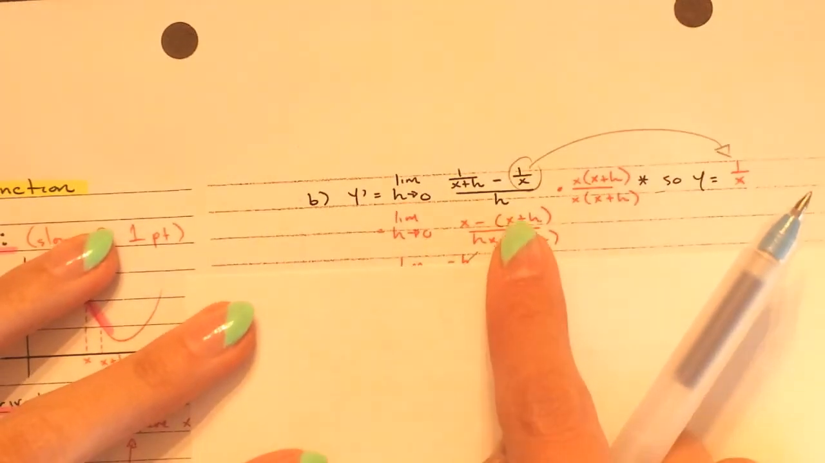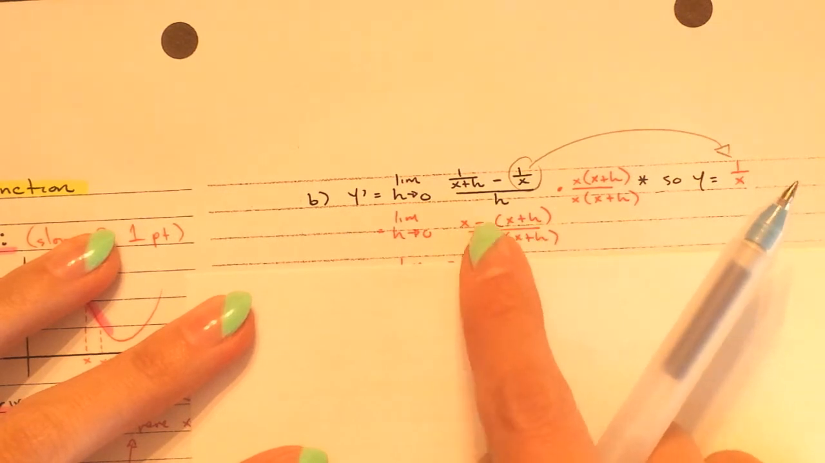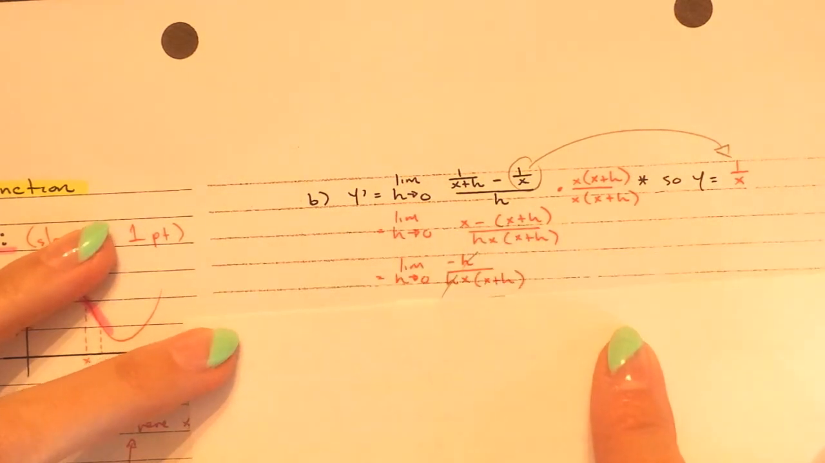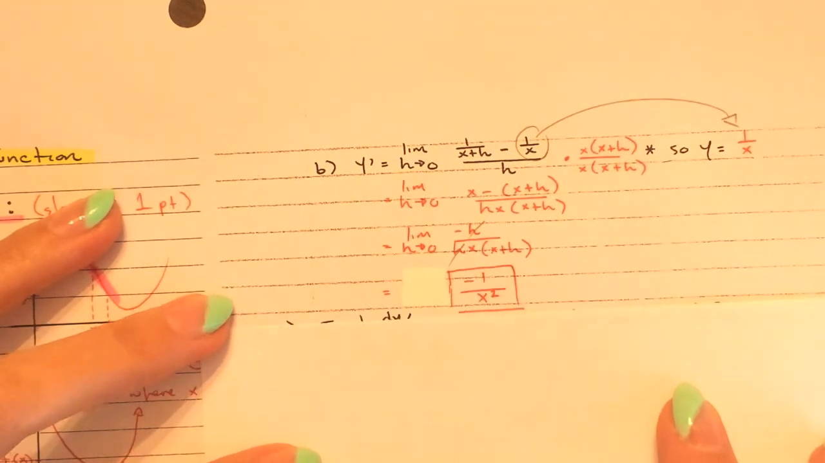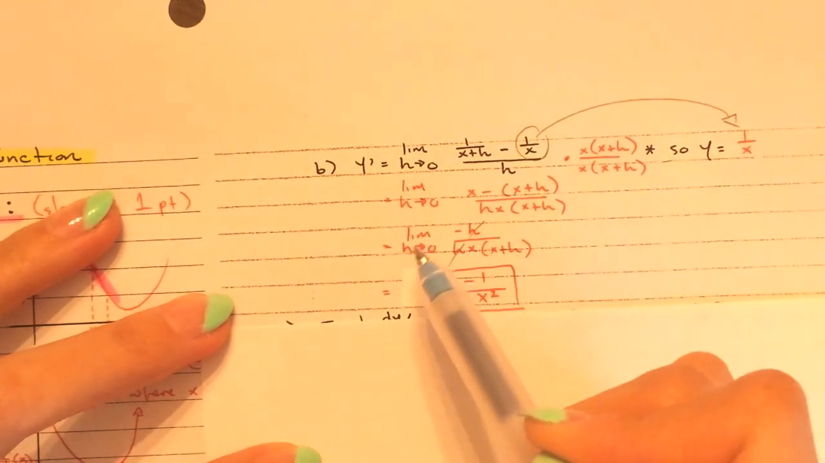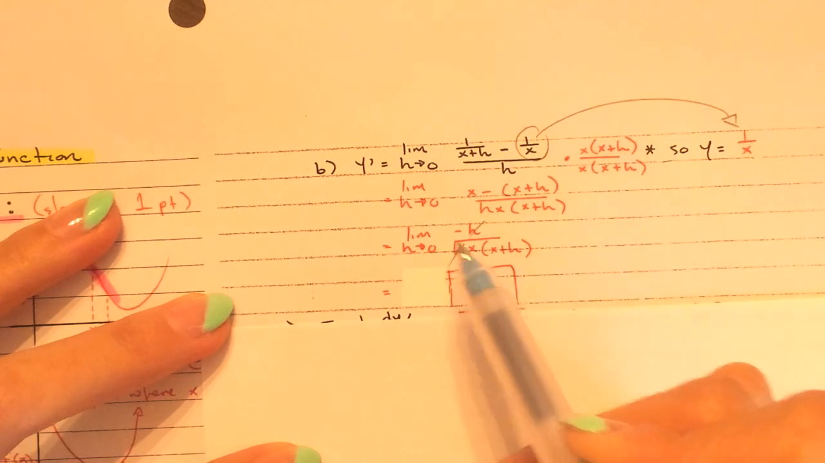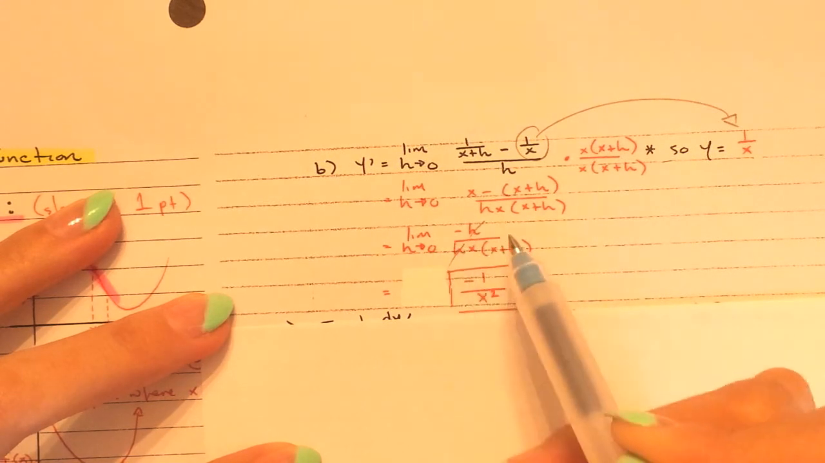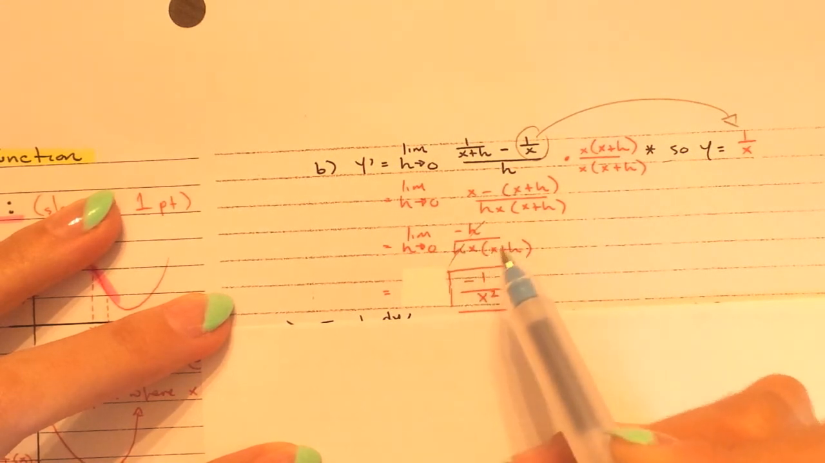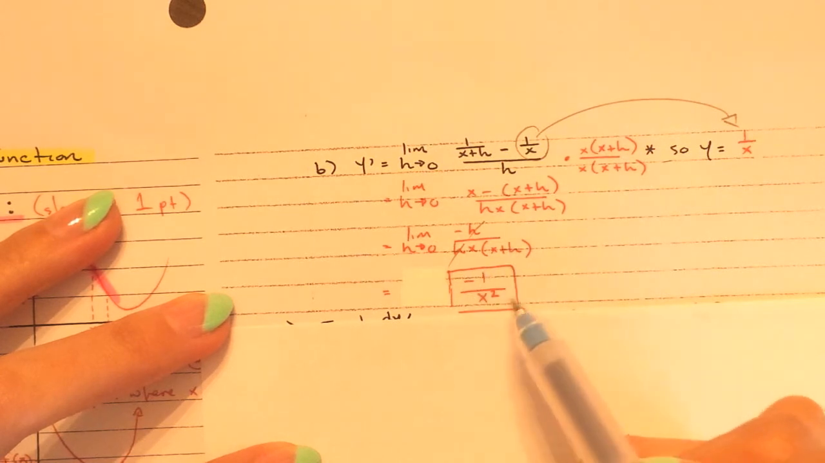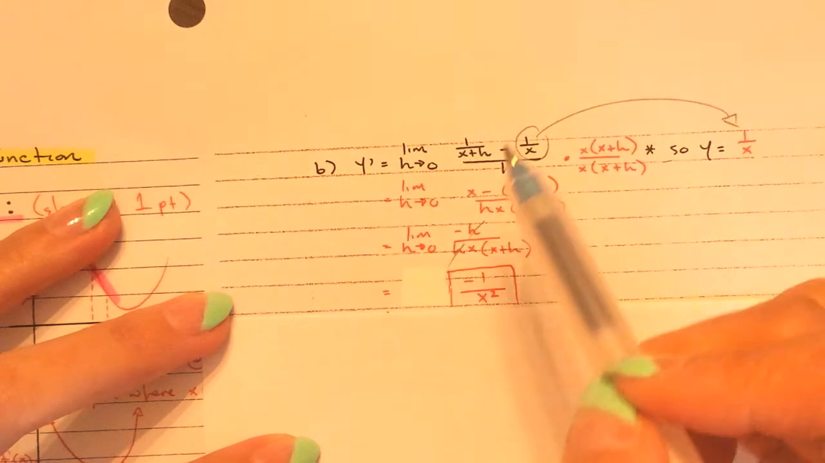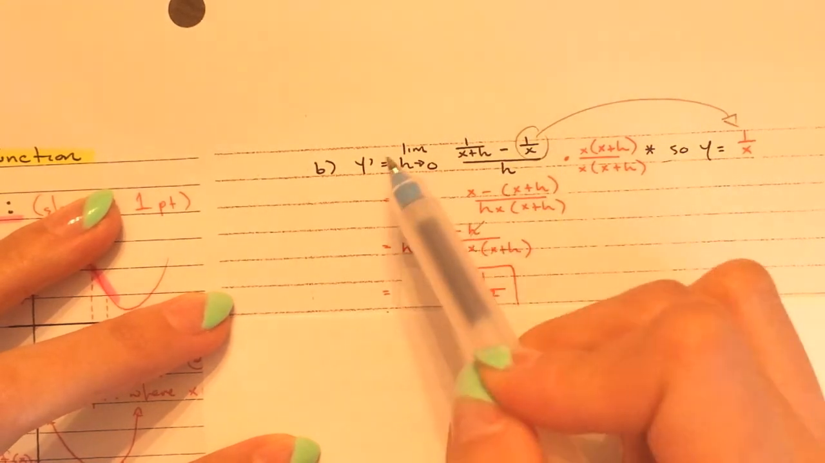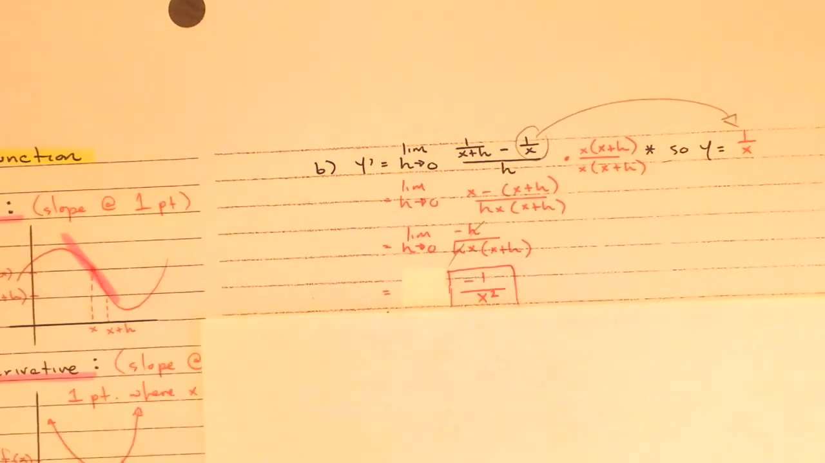And then clean up the top, so subtract and then minus, and you get something like that. The h's divide away. And then once the h's divide away, you plug in your 0 and you get negative 1 over x times x plus 0, which is just x squared. So negative 1 over x squared. Okay, so here's your derivative using your definition of derivative.